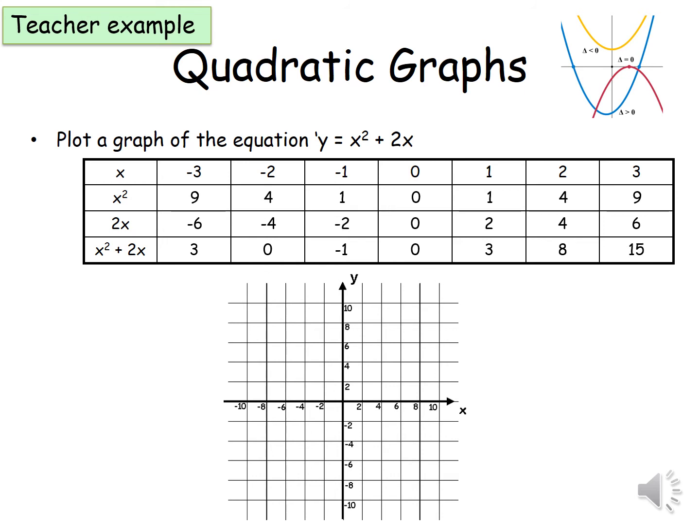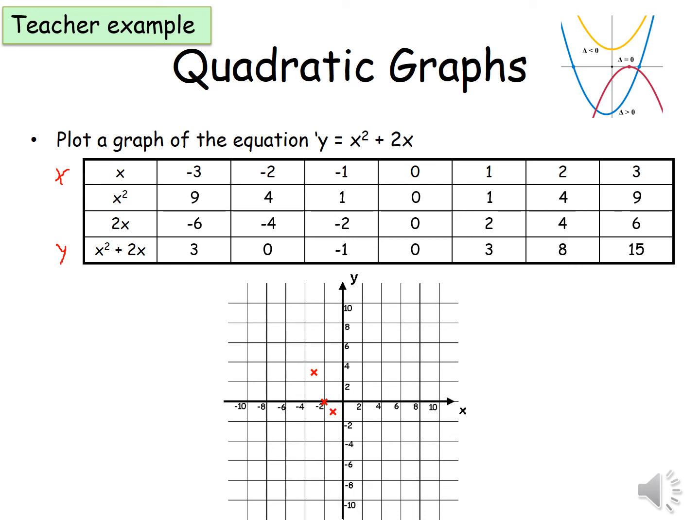So once you have these values, you have your x coordinate and your y coordinate. So now all you have to do is plot those coordinates onto this graph. So when x is minus 3, y is 3. You have minus 3, 3. Okay. When x is minus 2, y is 0. So minus 2, 0. When x is minus 1, y is minus 1. So minus 1, minus 1.